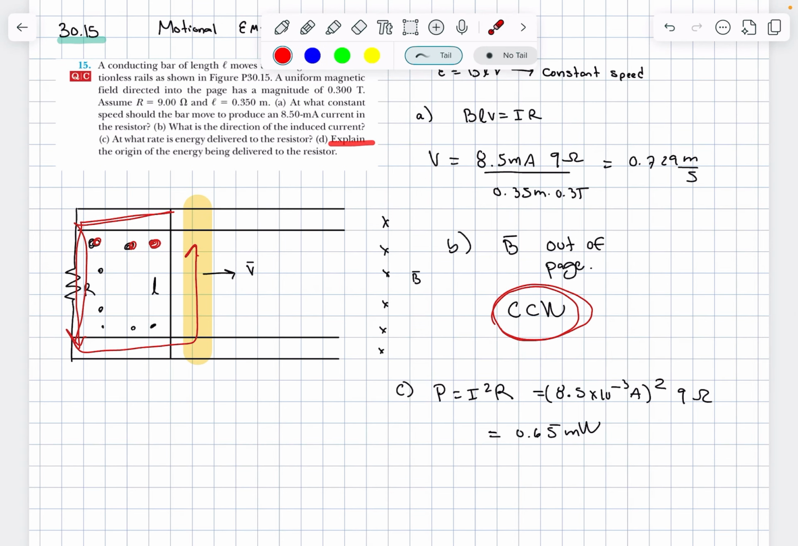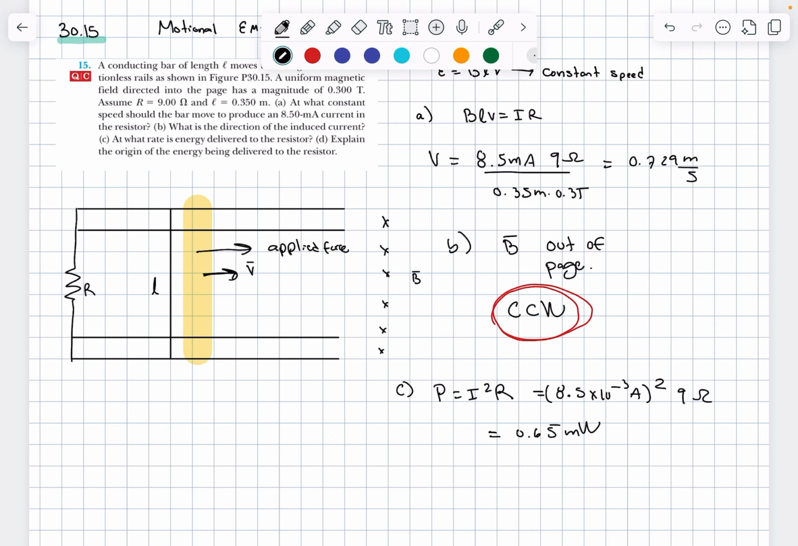The next question is kind of interesting. It says, explain the origin of the energy being delivered to the resistor. It's a good question because we don't actually have a battery, right? Whenever we had a battery, we had a decrease in that chemical potential that was being essentially transferred into that resistor. Here, what we do have, however, is something that's pulling our yellow bar, our conducting bar, to the right. So there is this force. We have this applied force, right?